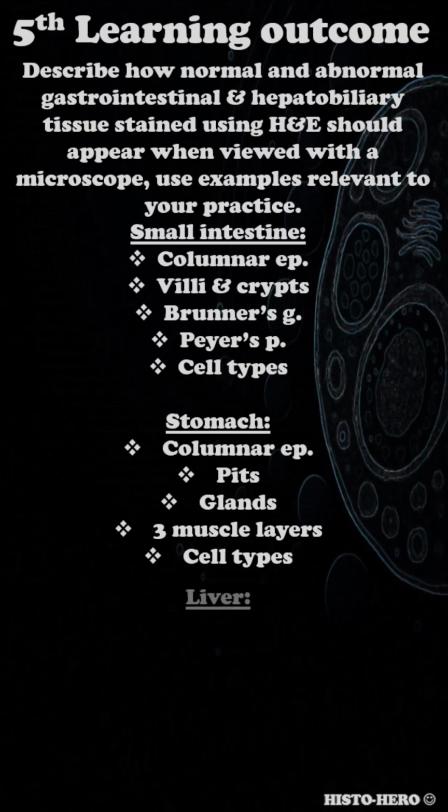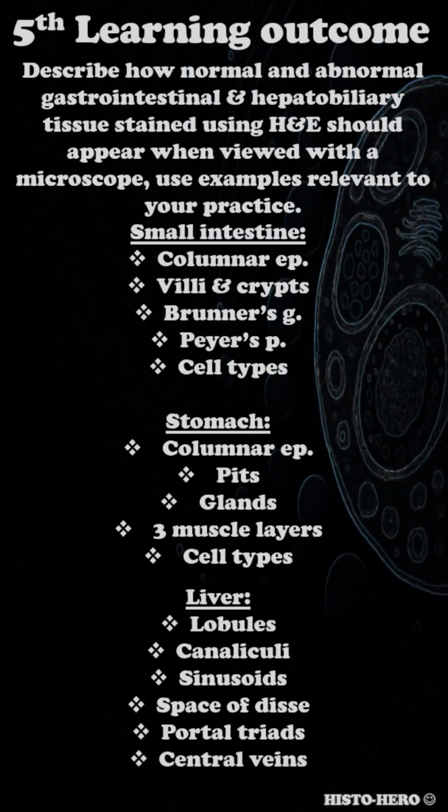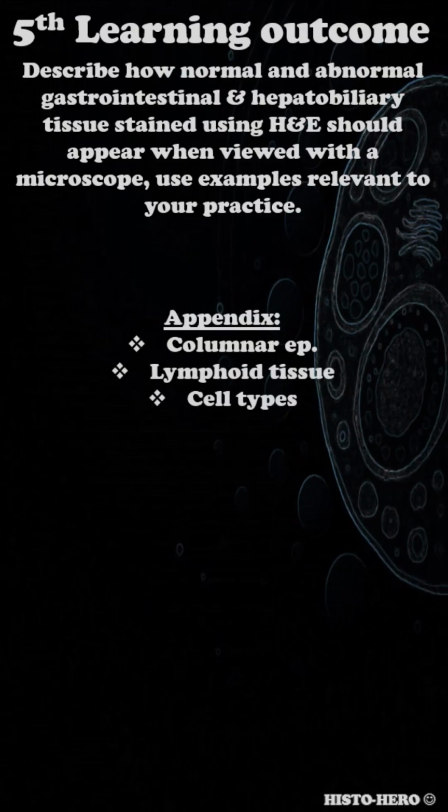For hepatic lobules: canaliculi, fenestrated sinusoids, space of Disse, portal triads consisting of hepatic artery, portal vein and bile duct, central veins, and cell types like hepatocytes, Kupffer and stellate cells. Appendix: simple columnar epithelium, lymphoid tissue in lamina propria and submucosa, with abundant goblet cells for mucus and microfold cells around lymphoid follicles.